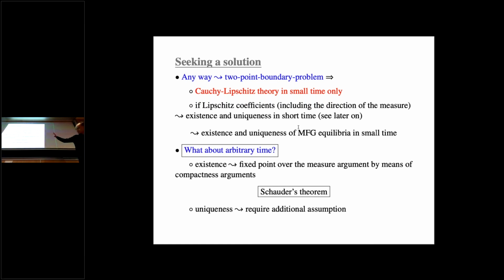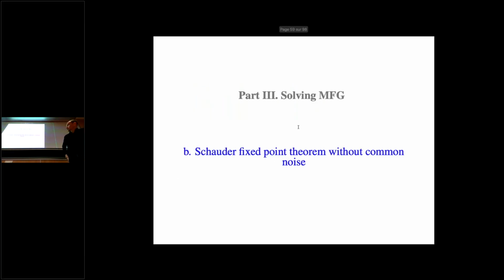So once again, you have this Schauder theorem that is certainly one way to get existence. This is for models without common noise. When there is a common noise, this is much more subtle. I will say a word about this in the afternoon.